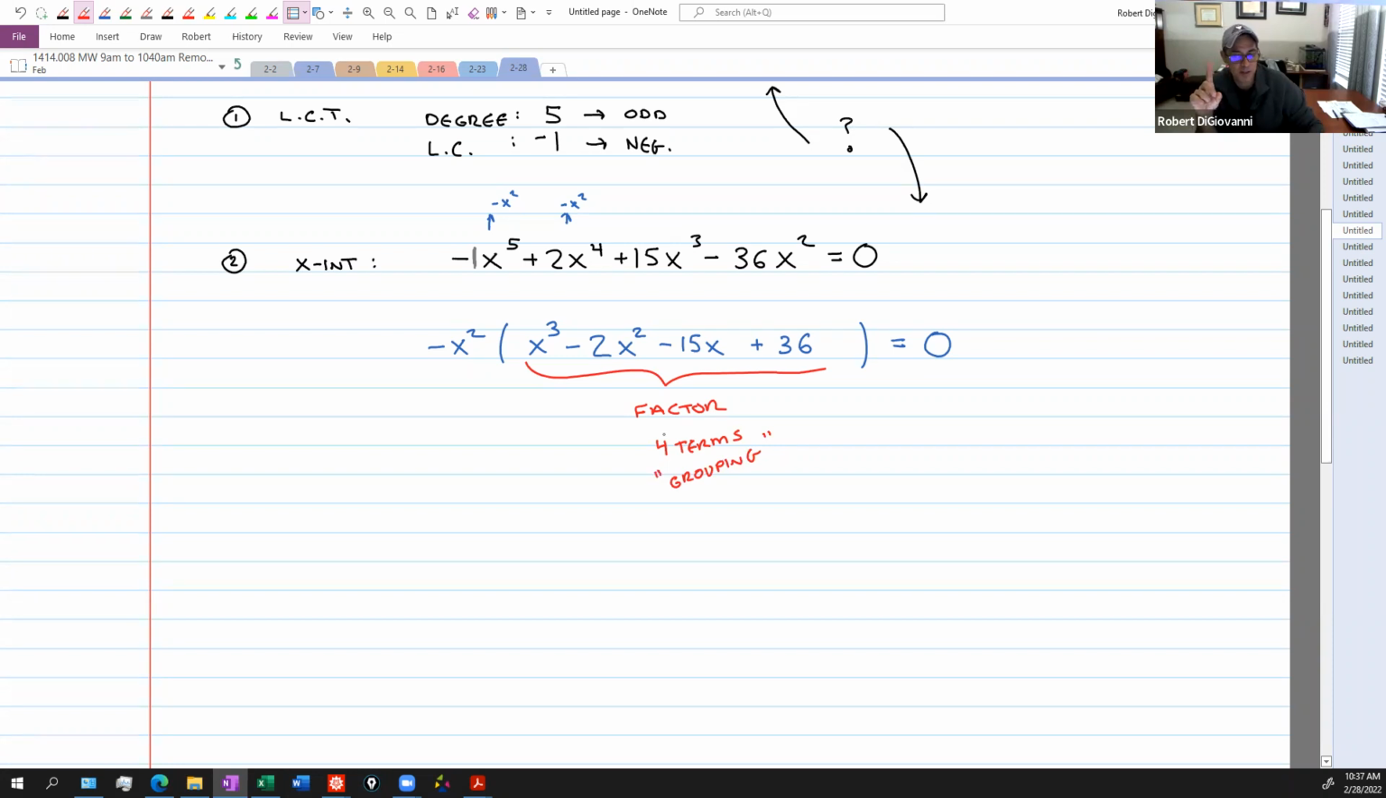Now, I have to stress this. Grouping does not always work. When we see 4 terms, we try grouping, but it won't always work. And in this particular problem, it won't.